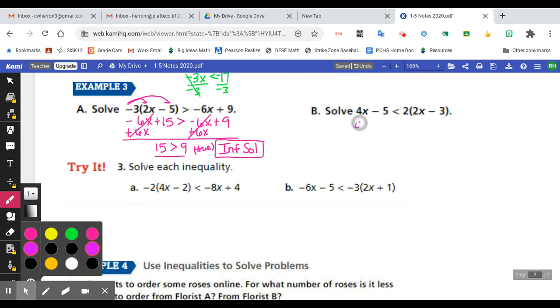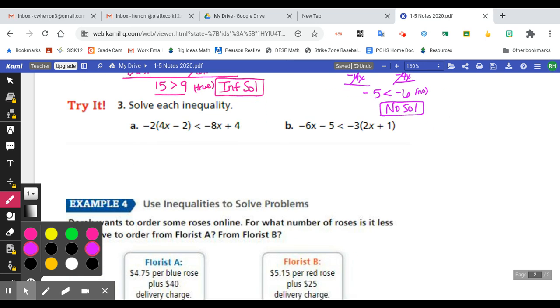On this one, 4x minus 5 drops, 2 distributes. So again, we have 4x, but now we have minus 6, right? So if I get rid of the 4's, and they're both gone again, now I have negative 5 is less than negative 6. Well, these are negatives, so that is not true. And if it's not true and you're saying no, then you need to be writing no solution. Okay? All right. Pause again. Do a couple on your own.